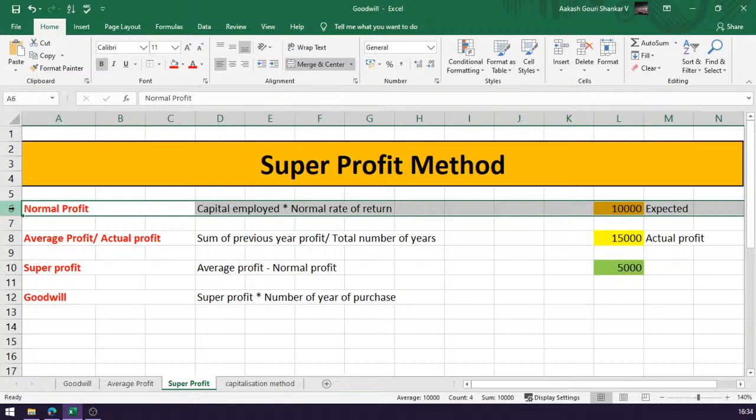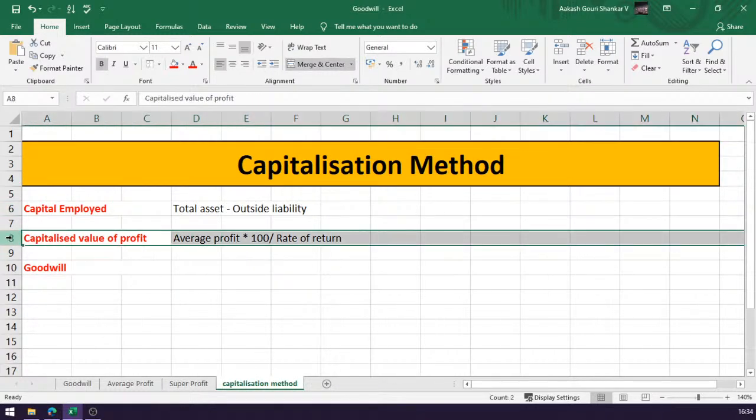In this, we are finding the normal profit. What is the normal profit? Capital employed into normal rate of return. But what we are doing here is capitalizing the actual profit or average profit earned during the year.